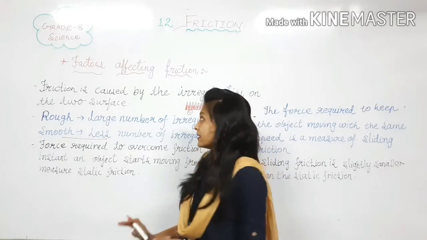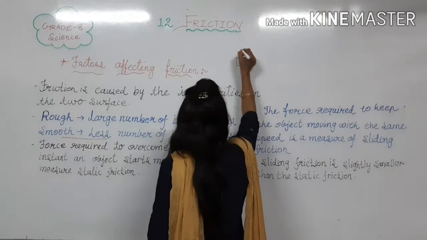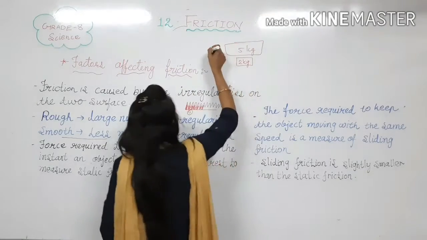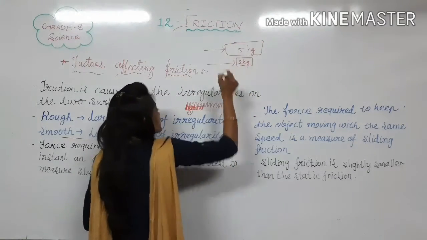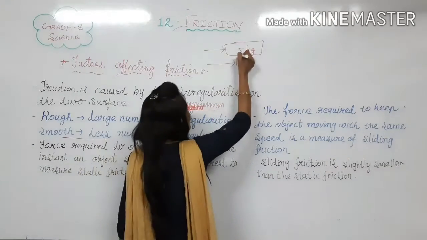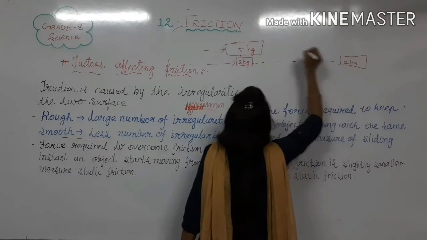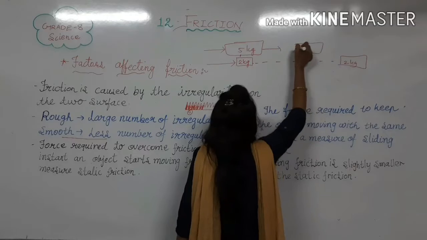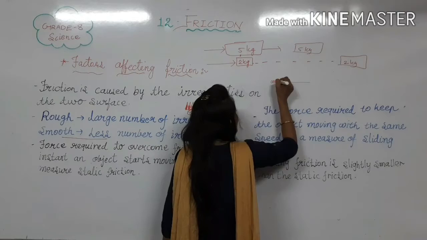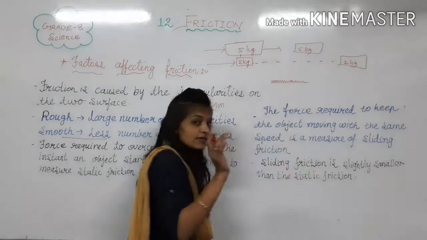Two examples: this box is of 2 kg and this box is of 5 kg. Suppose I am applying force from here on both the boxes. Which box will move fast? Both have a smooth surface only. So the motion of this box is still here only, and the motion of this box is still here only. Why? Because in the smooth surface the irregularities are like this only. There is no space to fix in between it.